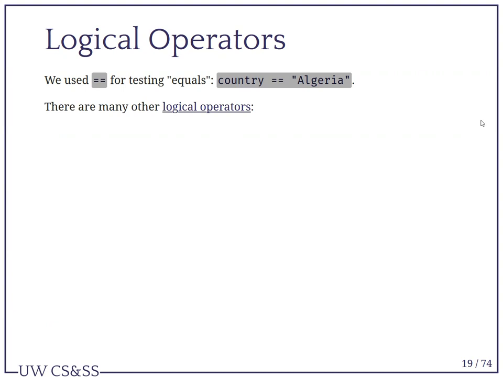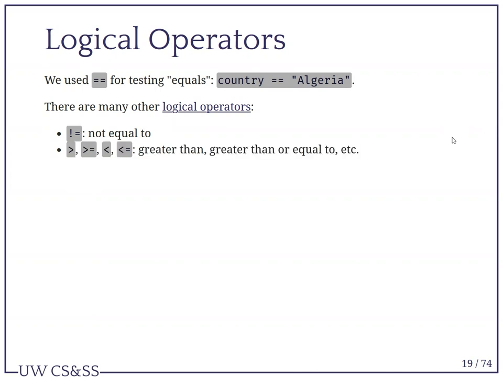There are other logical operators. An important one is not equal to, which is exclamation point equal to. A lot of times I use the not equal to rather than anything else, because it's normally easier to come up with exceptions than it is to come up with the universe of all the things that you want to keep. There's also greater than or equal to, and less than or equal to.